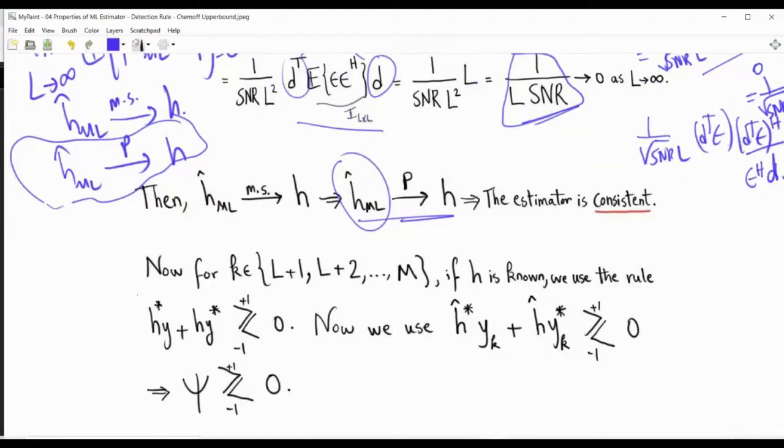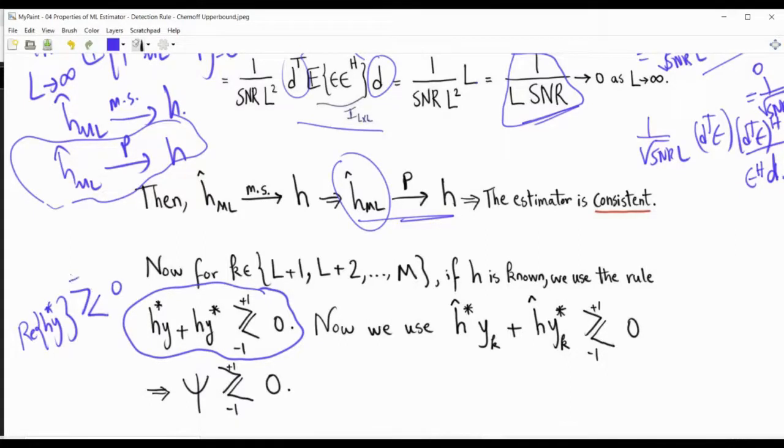Now, in the previous lecture, if you know H, this is the detection rule, right? So remember, we wrote it like this, or you can write it as the real part of H conjugate Y, and you compare it with 0. If greater than 0, we have +1, less than 0, we have -1. So what should be your detection rule now? As a receiver, what do you know? You know Y_k that corresponds to one of the transmitted symbols. It's basically the received signal. And you don't know H, but you know its estimate.